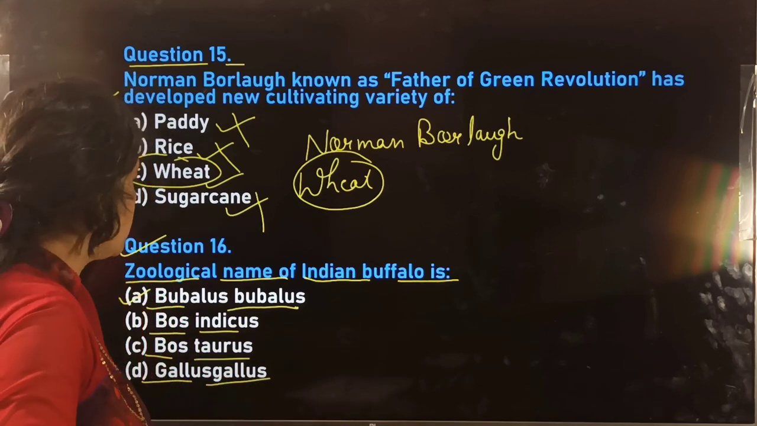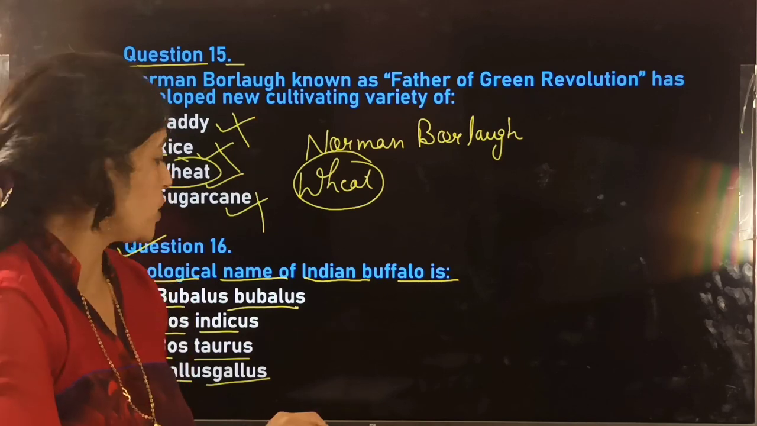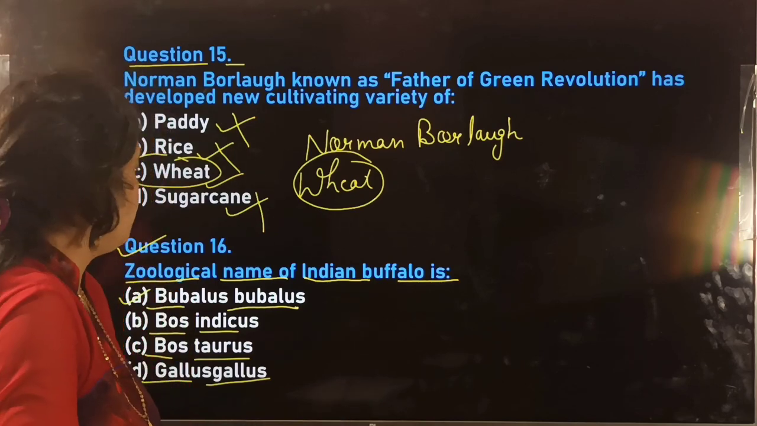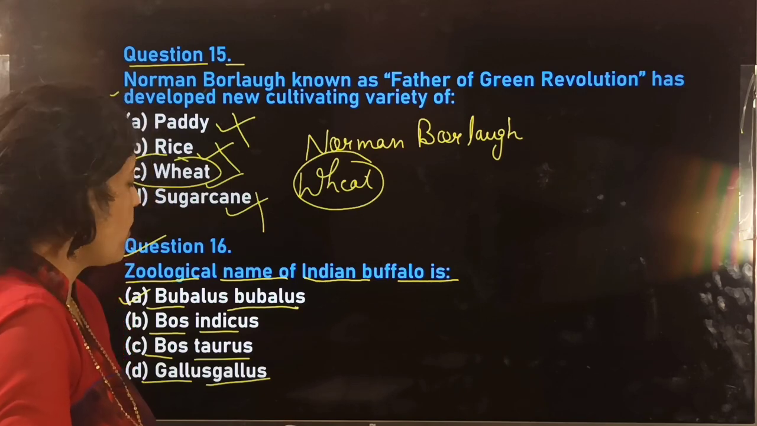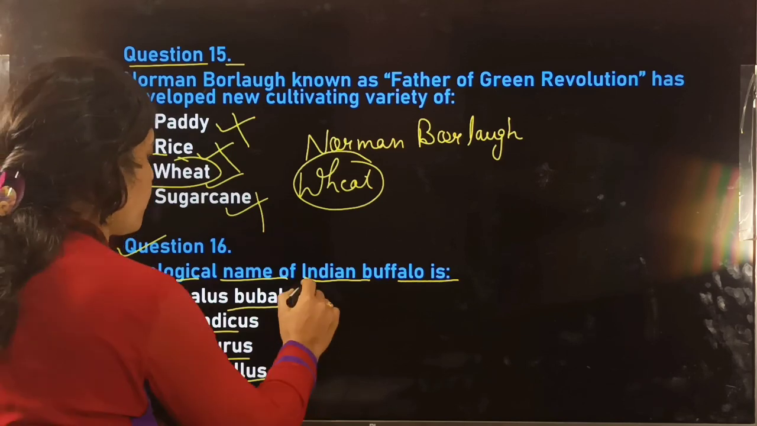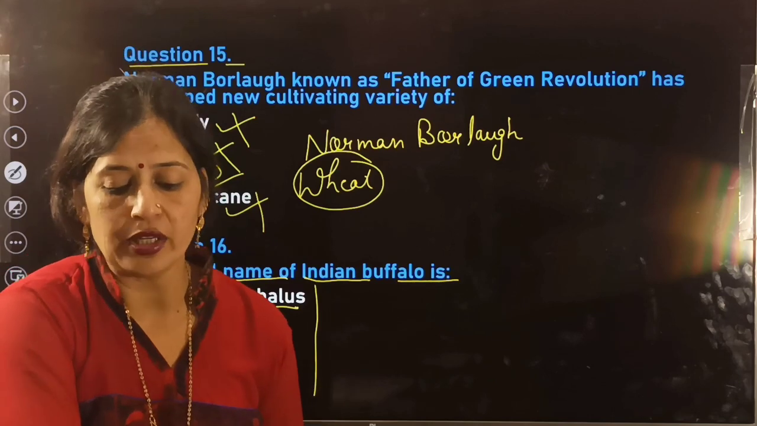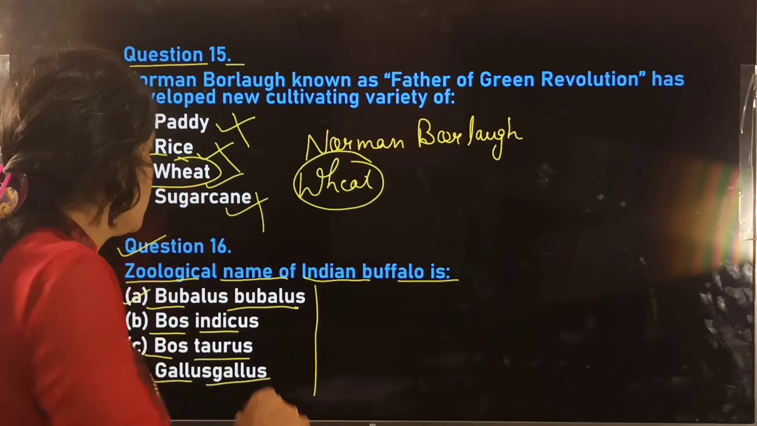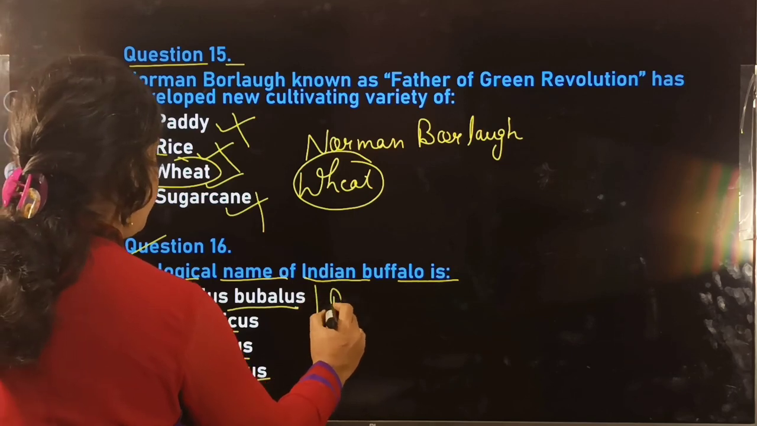So there are four options. That is the zoological name of the Indian buffalo is. Options are Bubalus, Bos indicus, Bos teres, and Gallus. Okay, so out of these four options, what is the zoological name of the Indian buffalo? And it is a question number 16.